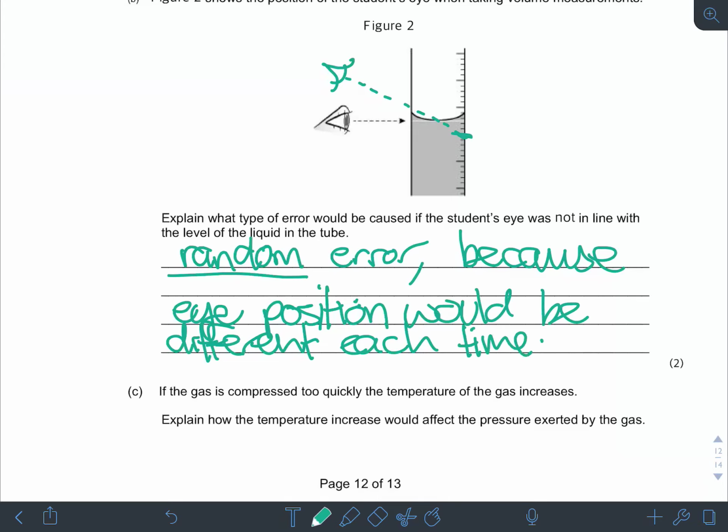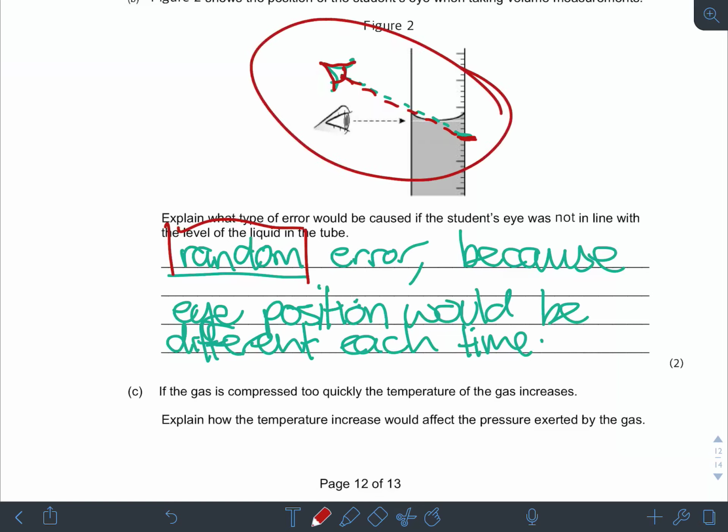Now, some people call this a systematic error, but it's only a systematic error if you're looking from the same position every time. If you're always looking at it from too high a spot, then all of your results are going to be too low, and that would be systematic. But you had to be very clear in saying that to get the mark. If you write down it's a random error, then you will get the mark, because this kind of error is going to be different each time. So please in future just refer to that as a random error.